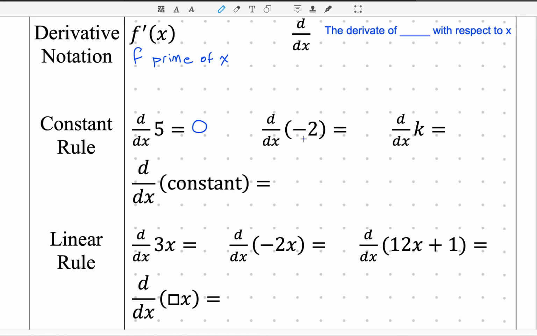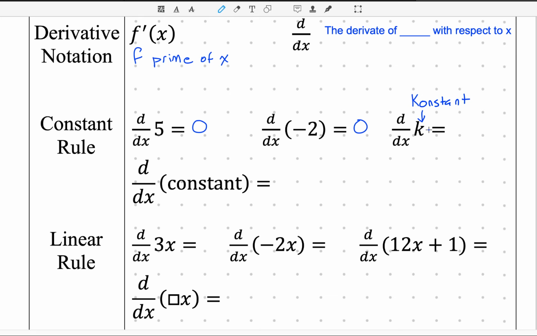The derivative of -2 with respect to x is 0. And in fact, the derivative of any constant, k for constant, is a running joke in all of AP Calculus, that constant is spelled with a k. For some reason, in all of AP Calculus, they just love using k as a number. Think of k as 2, 5, -3, pi, just some number.